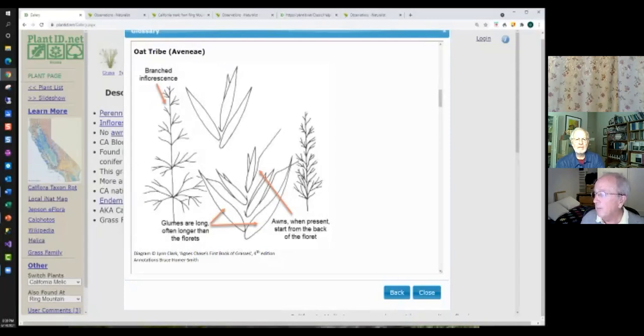Inside, you can have one to many florets, and notice that these awns are odd. Instead of the awns coming off the tip of the floret, they're coming off well down. So this is like a vein goes up the bract, and then instead of continuing on to the tip, it just comes right off in the middle of the bract and forms an awn.